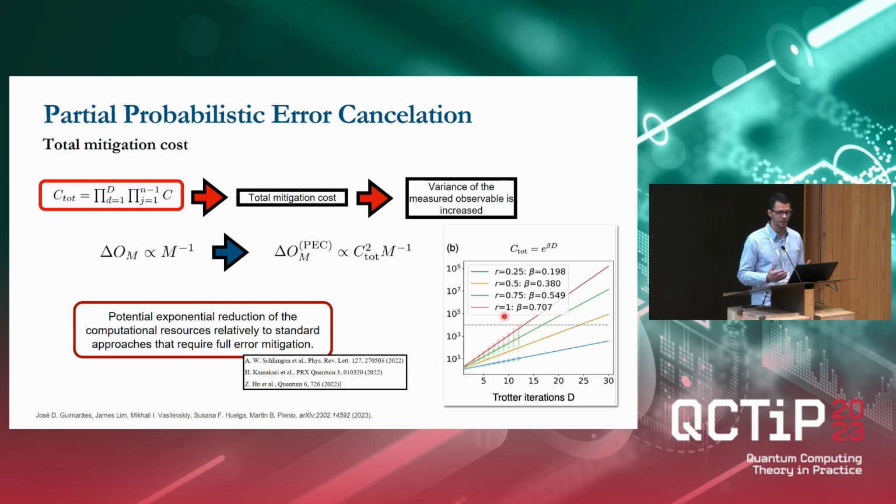Okay? But in this case, by using the noise as a resource, we can employ partial probabilistic error cancellation, because the noise is helping us to simulate the target Lindblad model, which allows us to have a reduced mitigation factor, and then execute more circuits, simulate the system for a longer time scale.